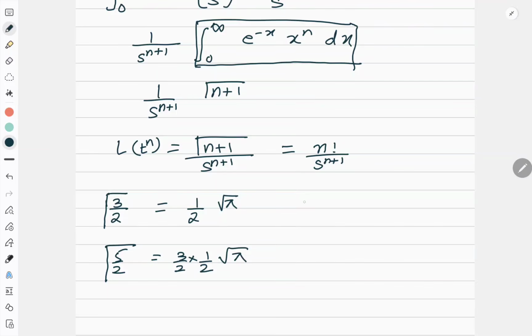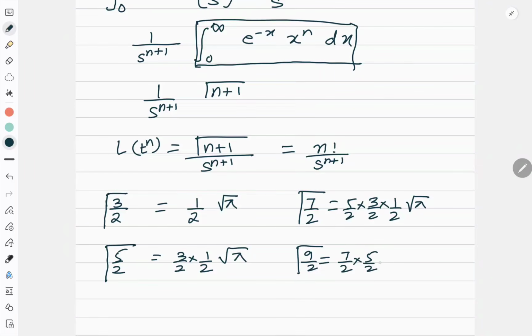Now if I say gamma 7 by 2. What is the odd number before 7? 5. 5 by 2. What is the odd number before 5? 3. So 3 by 2. What is the odd number before 3? 1. So 1 by 2. And with root pi. Now gamma 9 by 2. What is the odd number before 9? 7. So 7 by 2, 5 by 2, 3 by 2, 1 by 2 root pi. So this is how you solve the gamma function when it is upon 2.